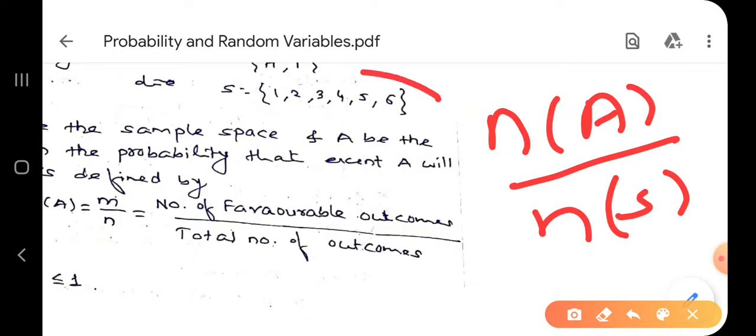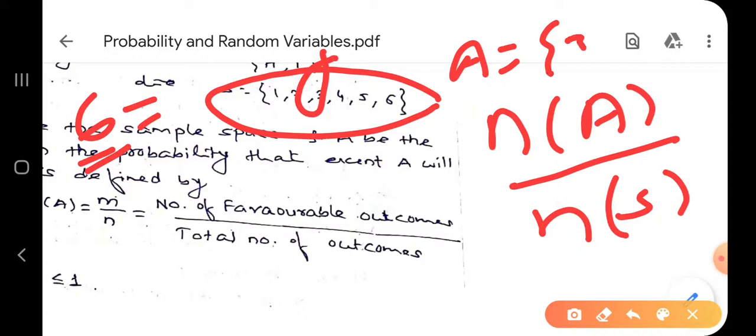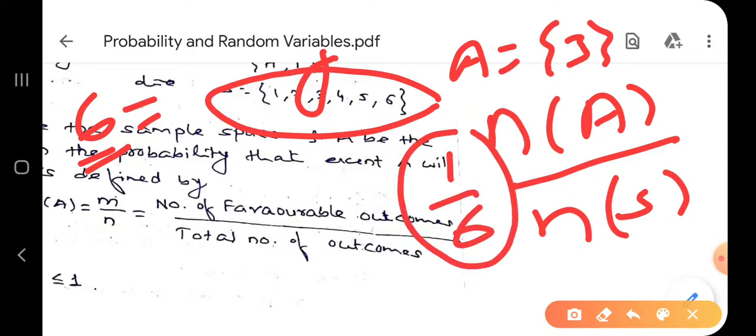Just like here, how many elements? There are 6 elements in a die. When I throw a die, the sample space contains 6 elements. Same way, if I want number 3 only, A contains the singleton 3. So n of A is 1, and the probability is 1 upon 6. Understood?